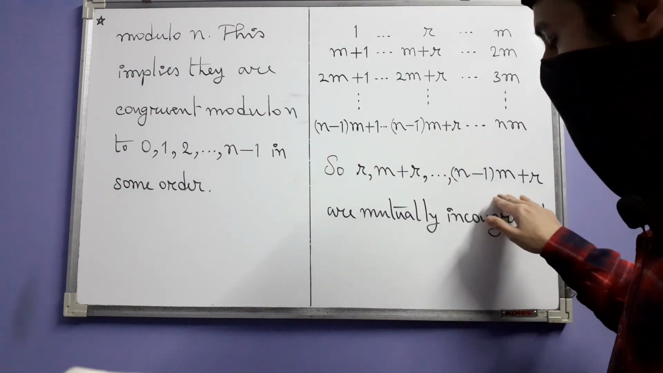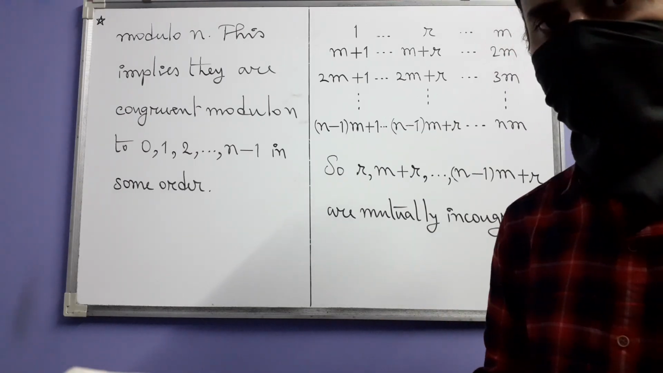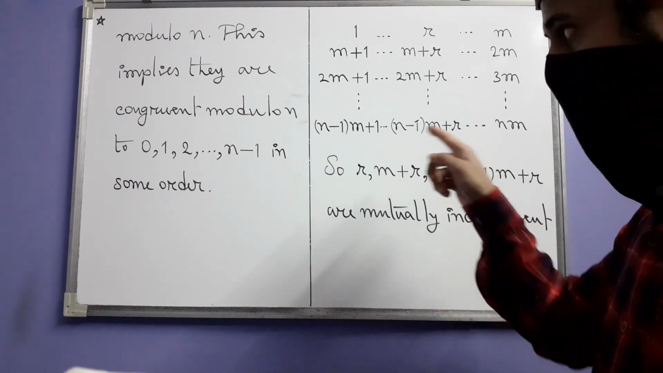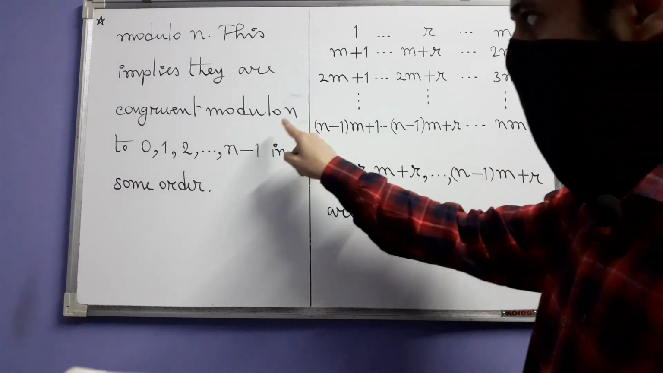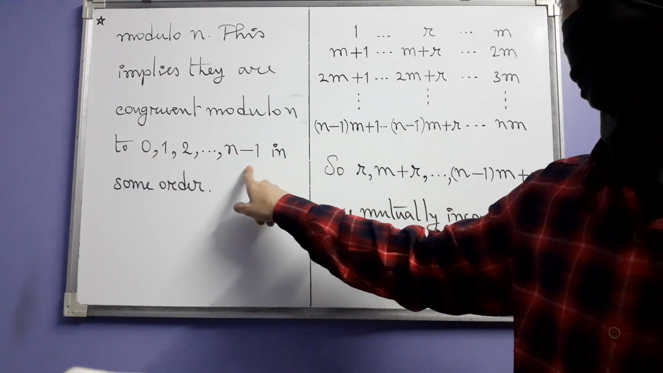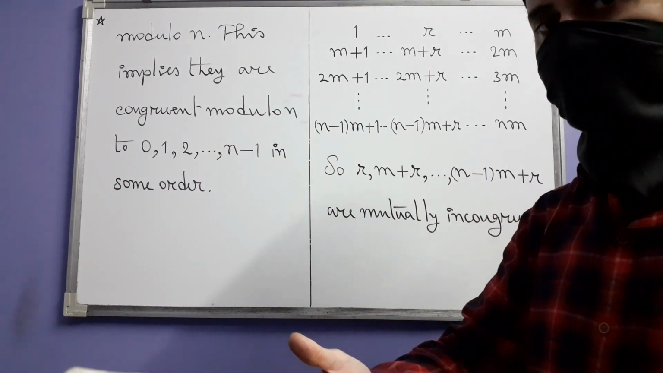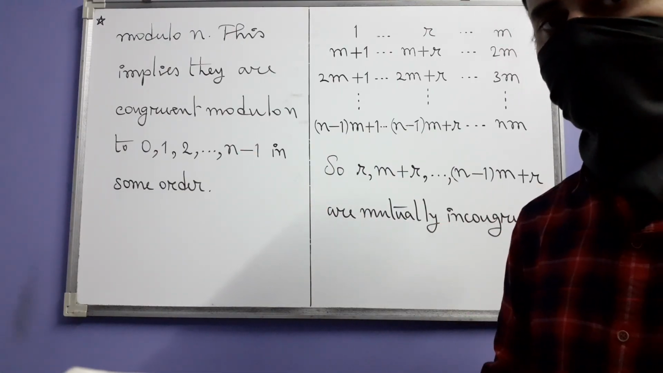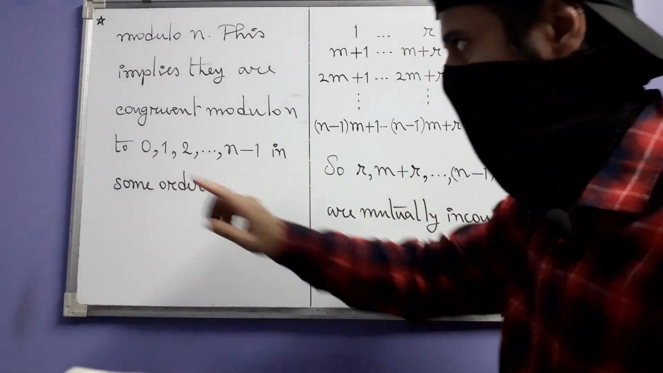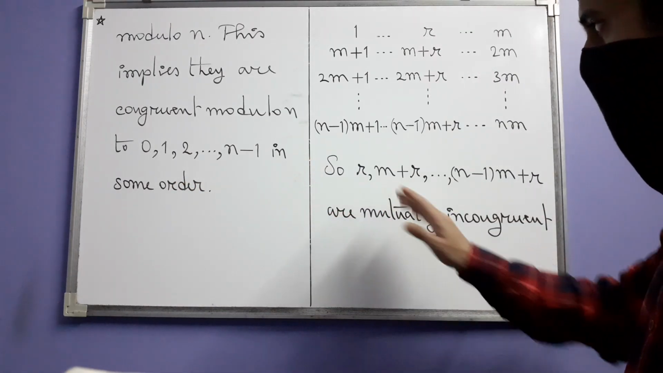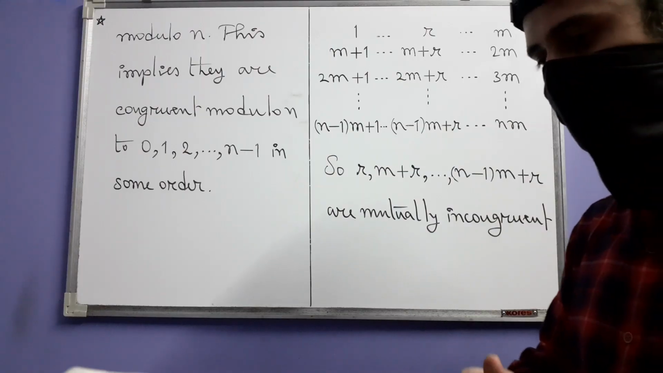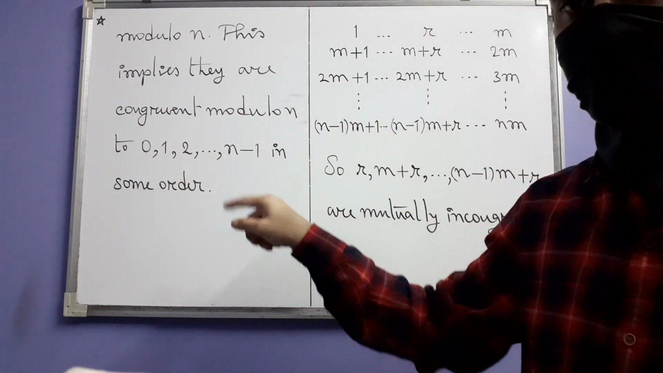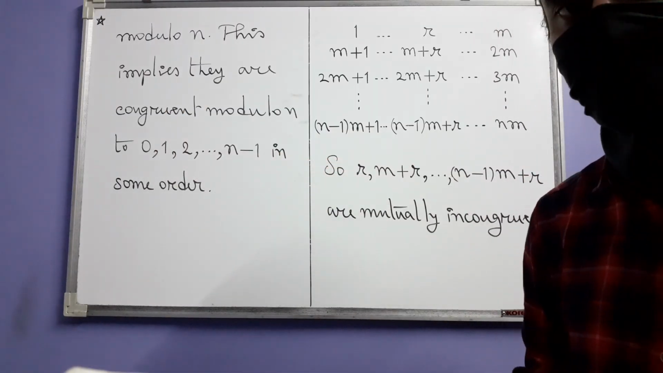Now, you have got n integers which are mutually incongruent and the modulus is n. So that means these numbers must be congruent modulo n to these numbers. That is the largest number of integers which can be mutually incongruent when the modulus is n, in some order. In some order means you may have to rearrange these integers so that after rearranging them, the first element will be congruent to 0 mod n, the second one will be congruent to 1 mod n, in that sense.